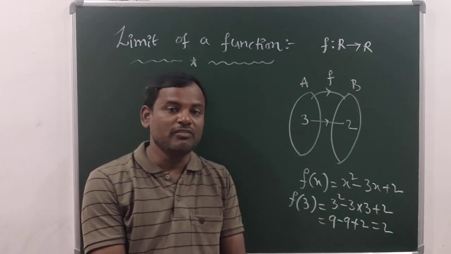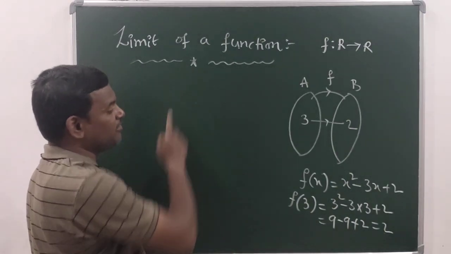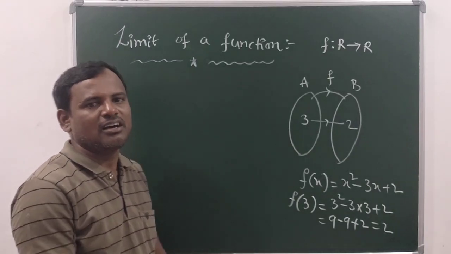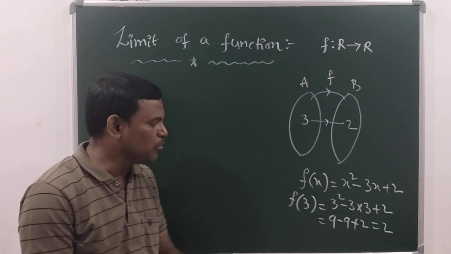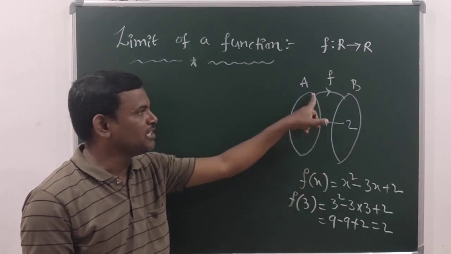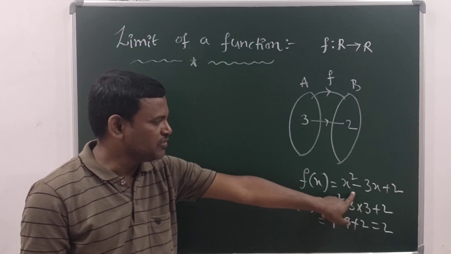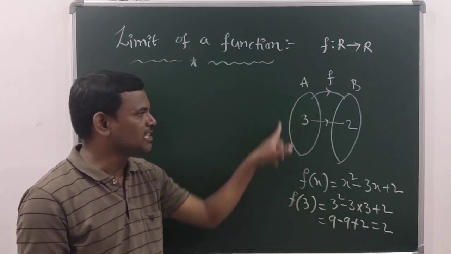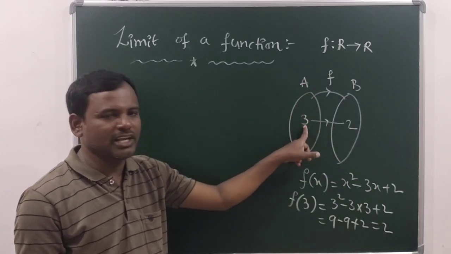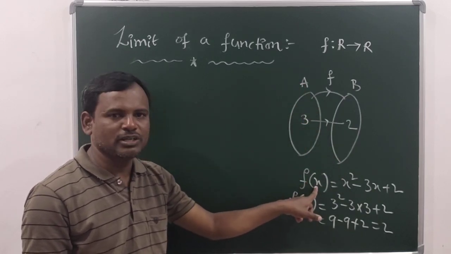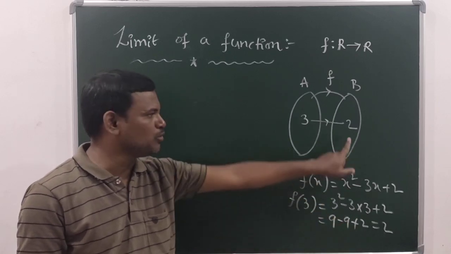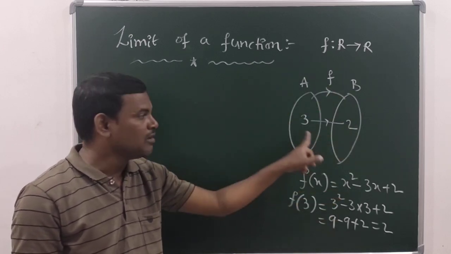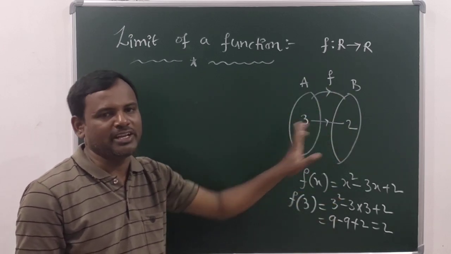Okay students, but when you go to the limit of this function when x equals 3, what is the result? I hope you have understood this. Here the function is mapping from A to B. Which function have we taken? A polynomial function, whose domain is the set of real numbers. So I took a real number 3, substituted x equal to 3, simplified, and got 2. 2 is called the range of this function with respect to the domain value 3.